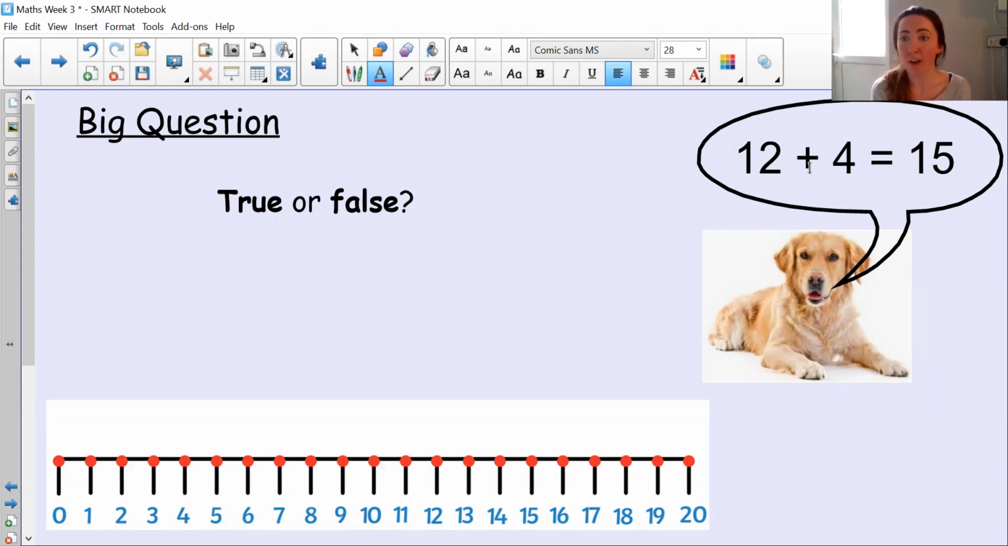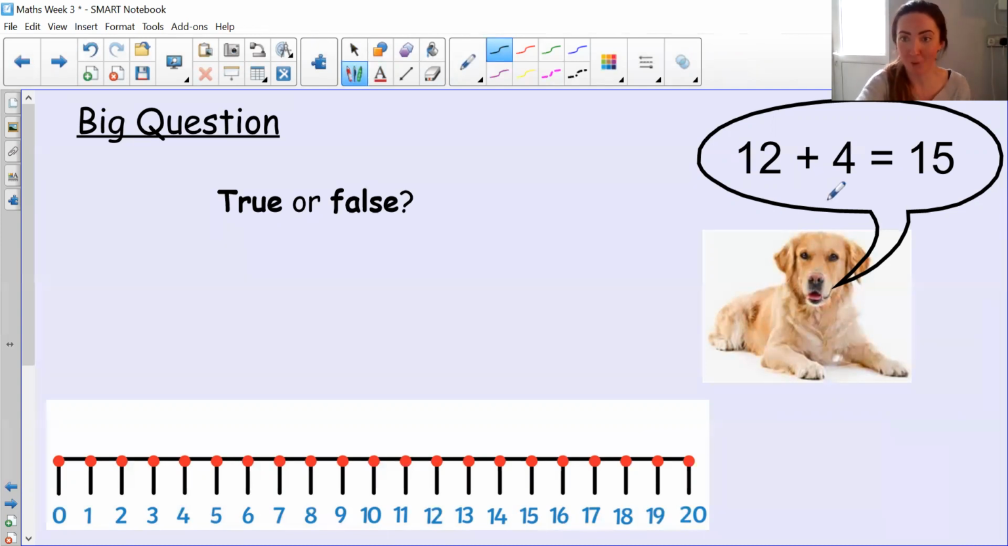Okay, as we know, there's lots of ways we can work out addition. We can use our resources. So if we're in school, we have a few more options. We have other things like Numicon and our Deans. If you're at home, you could have used some objects, or you could use a number line. Let's see on a number line if Stevie is right.